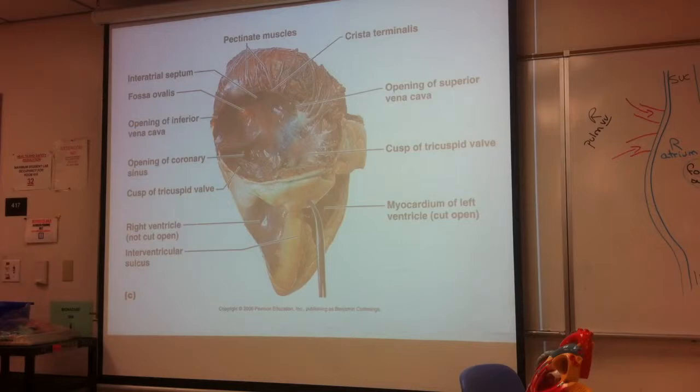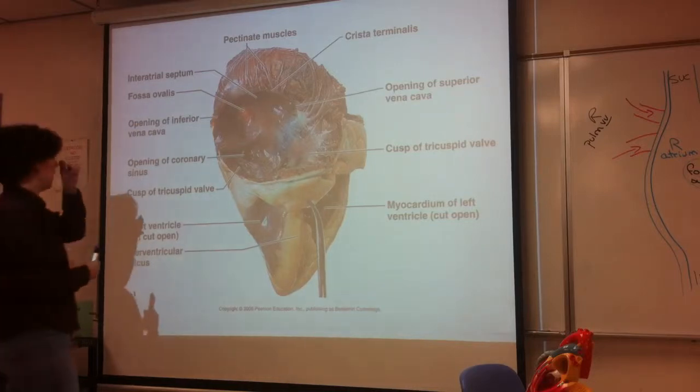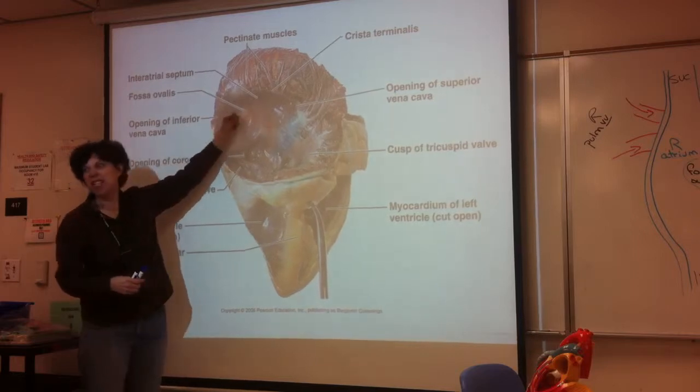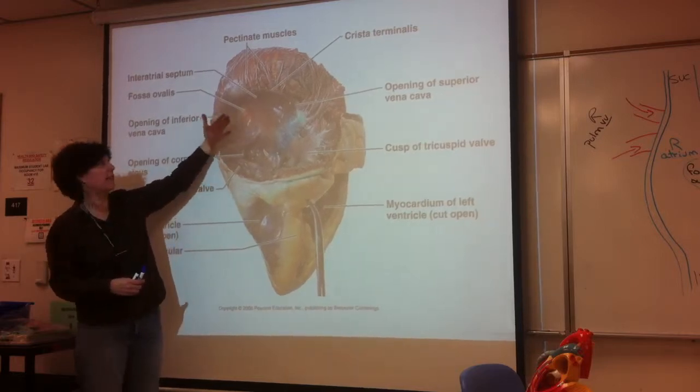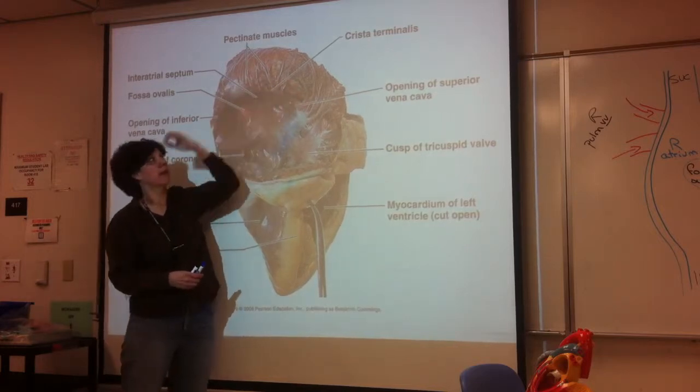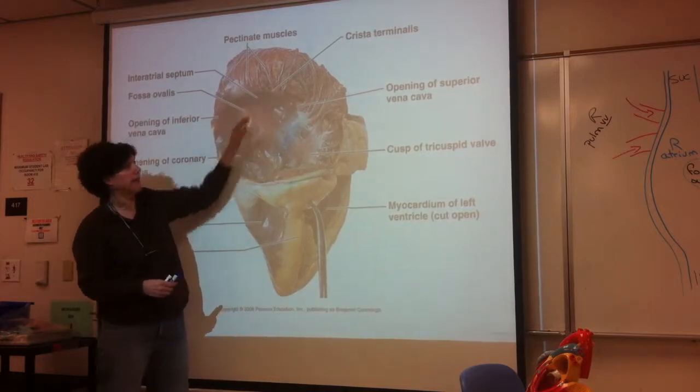All right, so here is the sheep heart with the left atrium cut open. Here's the fossa ovalis. It's actually easier to feel than to actually see. They have a light shining behind it. Here's the pectinate muscle. You don't have to worry about the crista terminalis. Here's the pectinate muscle.